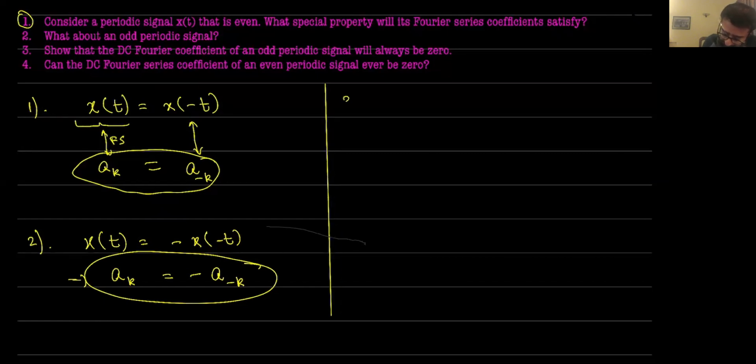Now, what about the third problem? Show that the DC Fourier coefficient of an odd periodic signal will always be zero. That should be fairly obvious, right? So Tanzeel says something interesting: for odd signals, x of zero equals zero. That's true.